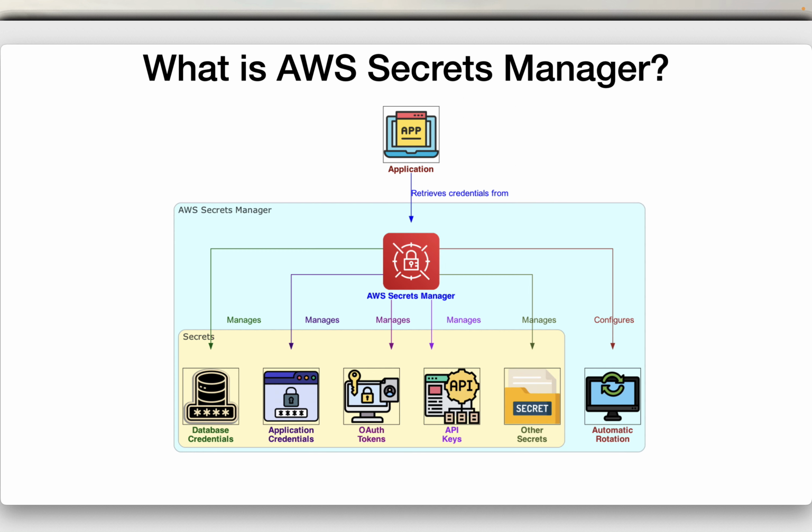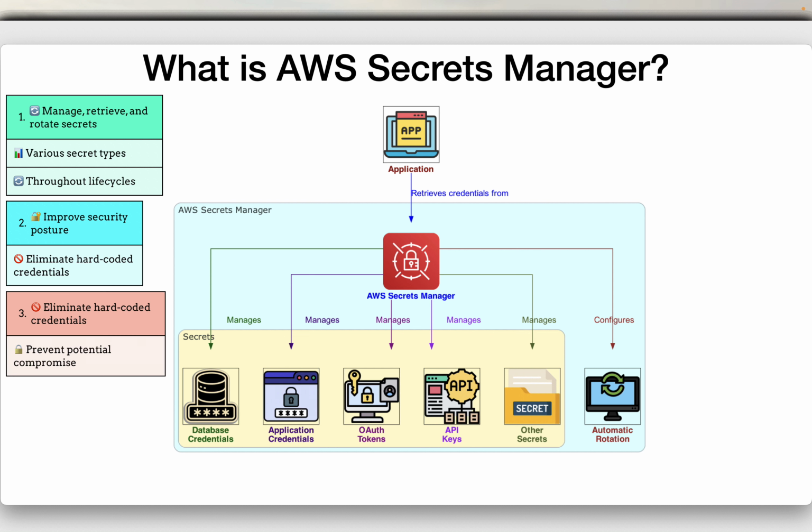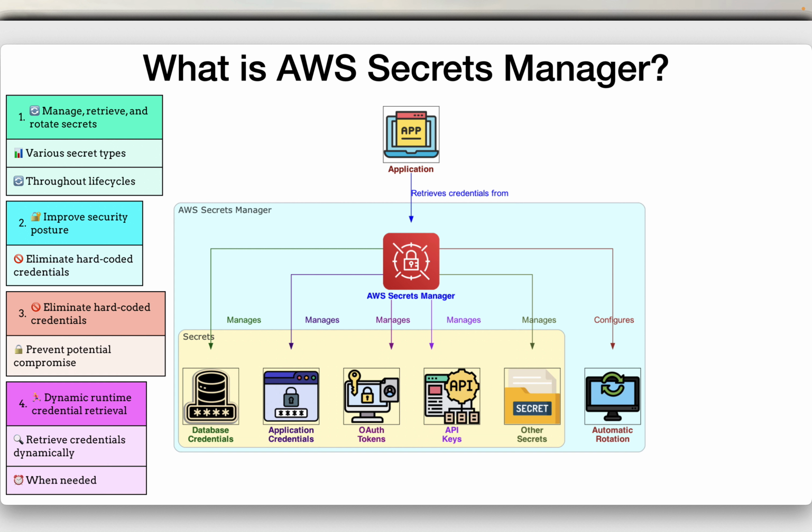So what is AWS Secrets Manager? AWS Secrets Manager helps you manage, retrieve, and rotate various types of secrets, including database credentials, application credentials, OAuth tokens, and API keys throughout their life cycles. By using Secrets Manager, you can enhance your security posture by eliminating the need for hard-coded credentials in your application source code. Storing credentials in Secrets Manager helps prevent potential compromise by anyone who can inspect your application or its components. Instead of hard-coding credentials, you can make a runtime call to the Secrets Manager service to retrieve credentials dynamically when needed.